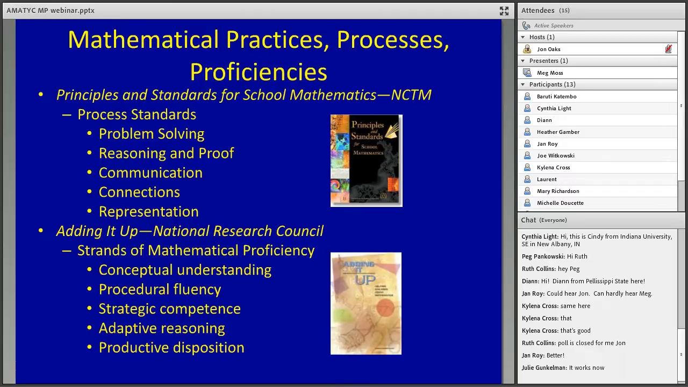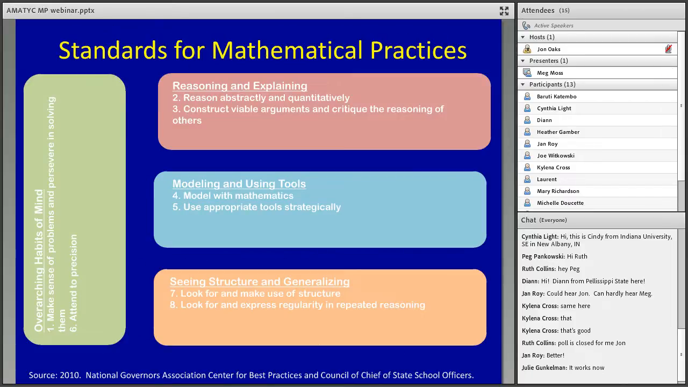Adding It Up from the National Research Council had the strands of mathematical proficiency: conceptual understanding, procedural fluency, strategic competence, adaptive reasoning, productive disposition. So these are all very related. Adding It Up had a nice visual of strands of a rope that all of these intertwine. So none of them are mutually exclusive. But from all of that, they came up with eight standards for mathematical practices.